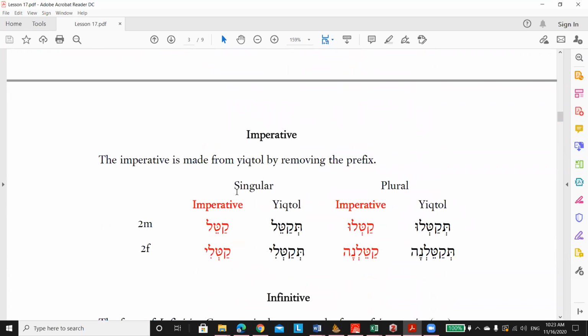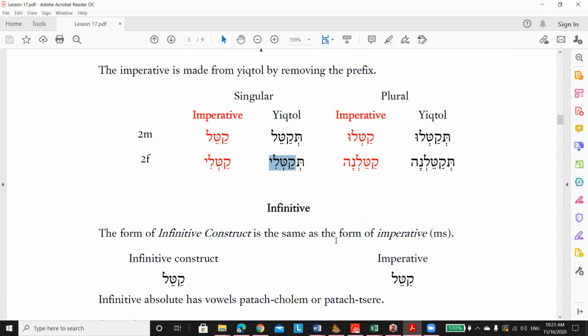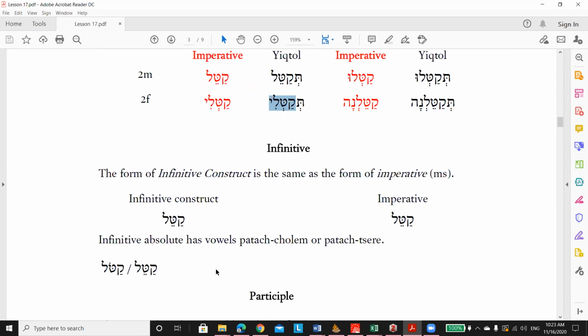So the imperative is done in the same way as for the Qal conjugation. We need to take the yiqtol, remove the prefix, and we will have the imperative for this form. So qattel would be the imperative. And the same for the feminine imperative and for the plural masculine and feminine imperative. So nothing is very difficult here. Infinitive construct has the same form as the imperative masculine singular, qattel. Imperative and infinitive construct have the same form.